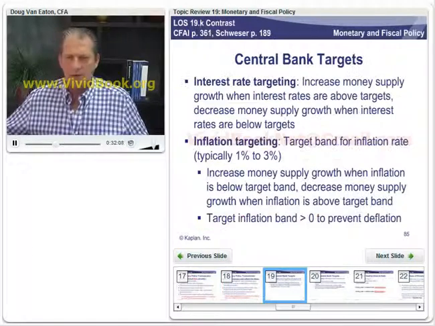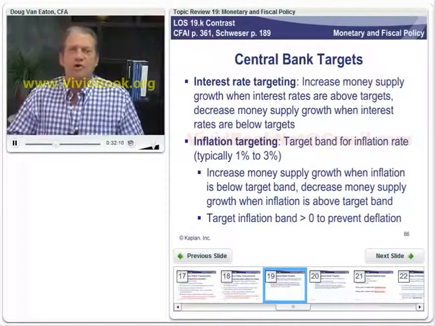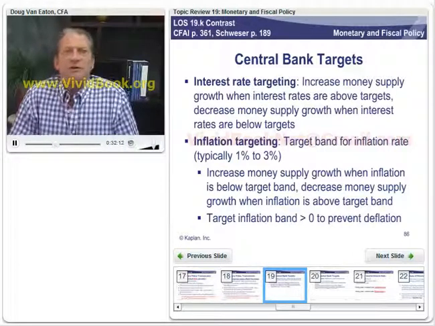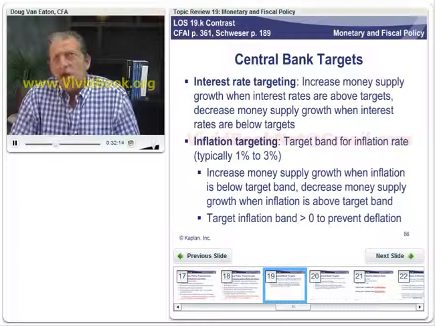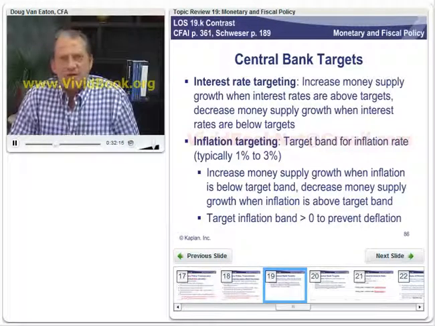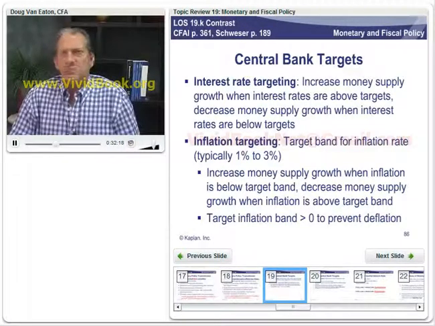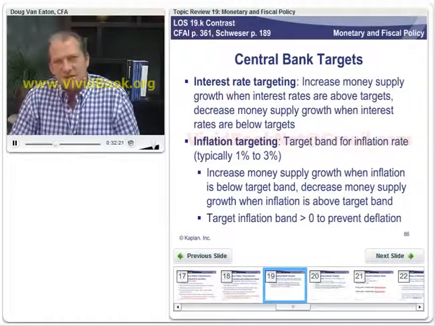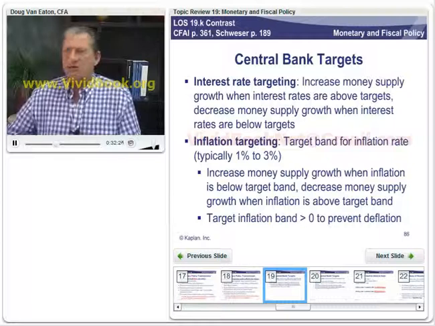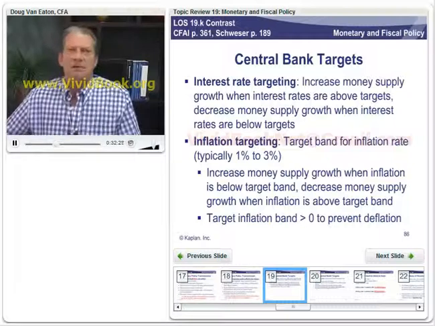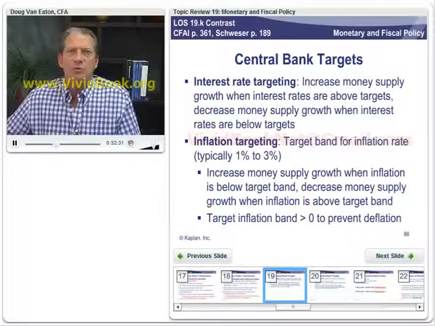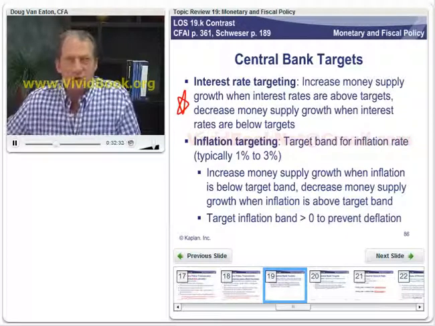Okay, central bank targets. Well, we've discussed this already. Let's flesh it out with a little more detail. Interest rate targeting: increase the money supply growth when interest rates are above the targets, and decrease the money supply growth when interest rates are below the targets. Again, not a terribly complex idea, but certainly one that you need to have a good grip on.